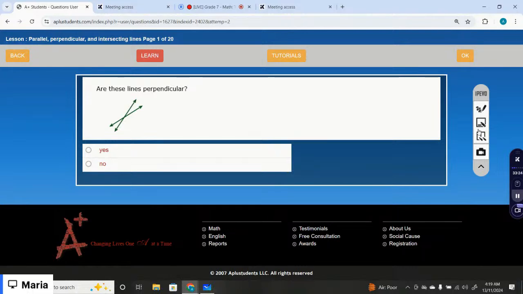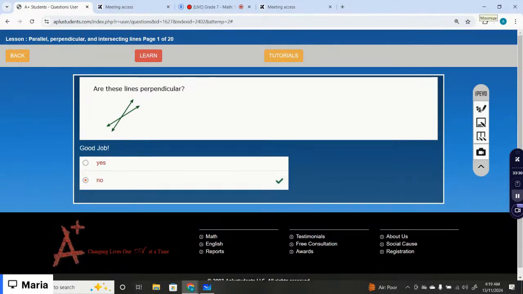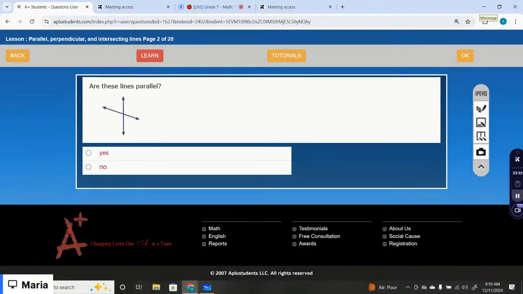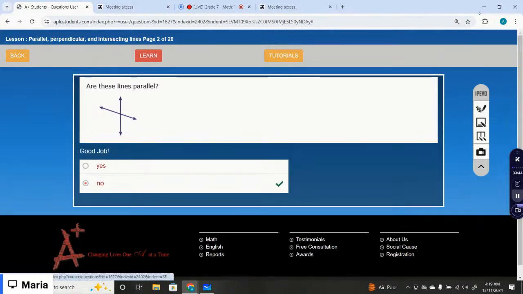No, they are not. Perpendicular lines are the ones that meet at right angle. Are these lines parallel? No, they are the intersecting lines, right? They are not parallel lines.